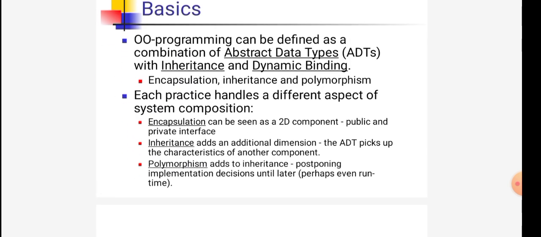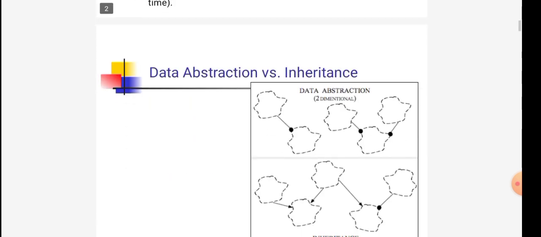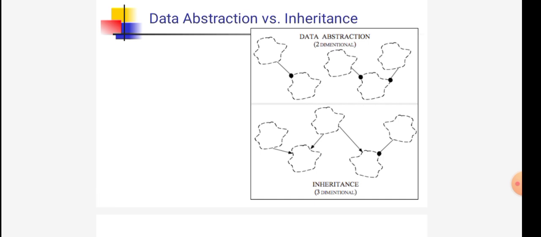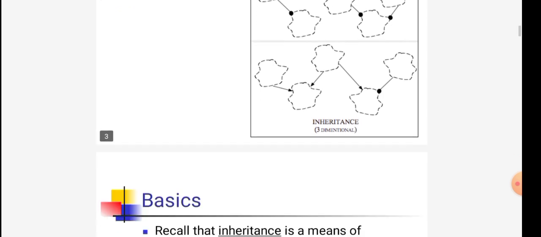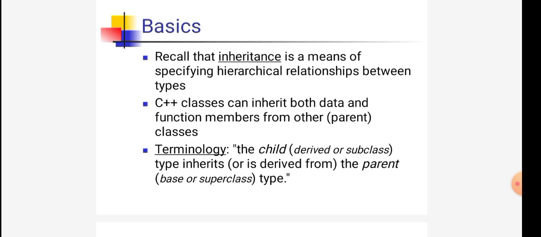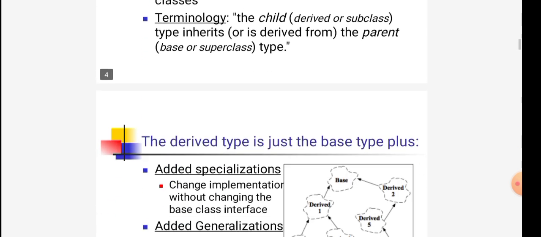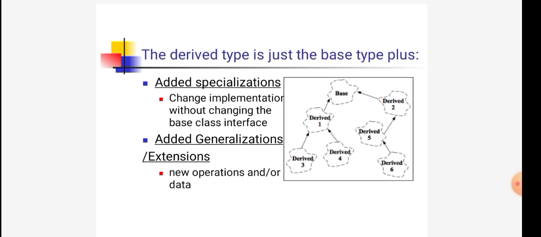Object-oriented programming can be defined as a combination of abstract data types with inheritance and dynamic binding. Data abstraction is two-dimensional and inheritance is three-dimensional. Inheritance is nothing but specifying a hierarchical relationship between types. C++ classes can inherit both data and function members from other classes. The terminology is that the child type inherits from the parent type. The derivative type is just the base type plus added specializations and added generalizations.